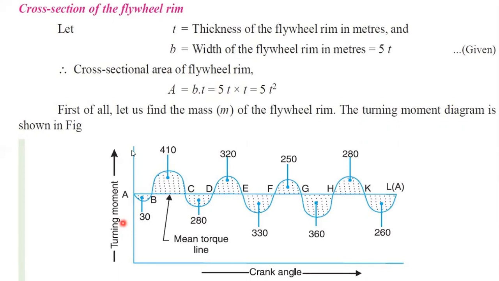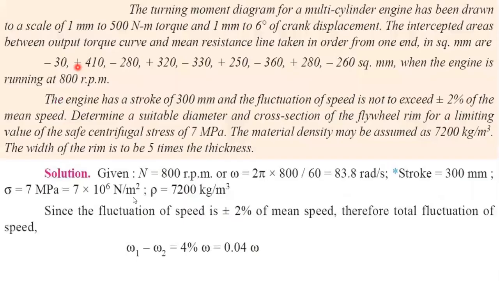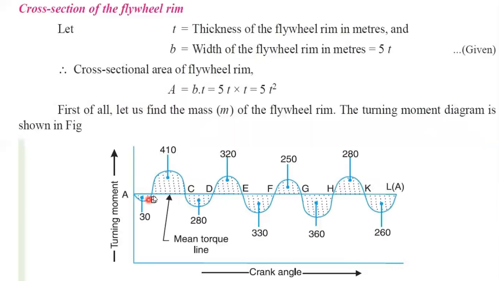So we can easily draw this diagram, that is, turning moment versus crank angle, with turning moment on the y-axis and crank angle on the x-axis, and they have given all the values. Initially we need to start the diagram with minus 30, then 410 is plus.